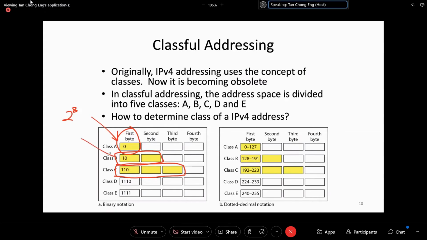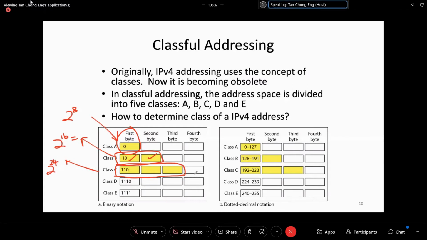Now you can look at class B. See, class B is different. Class B now takes 2 octets here, 1 and 2. So 2 power of 16. 2 power of 16 is actually about 64,000. So you can have 64,000 networks or 64,000 rooms. So more networks, see. And then class C is even more. Class C is 2 power of 24.